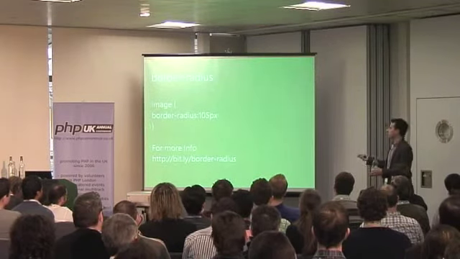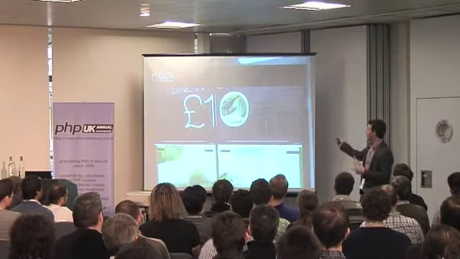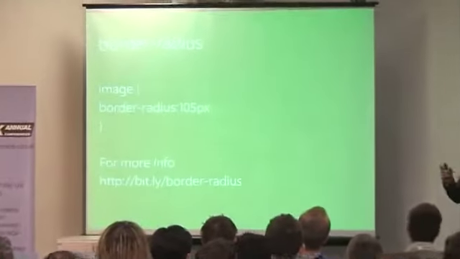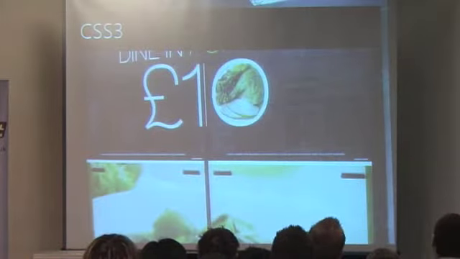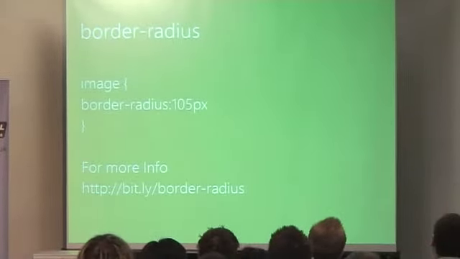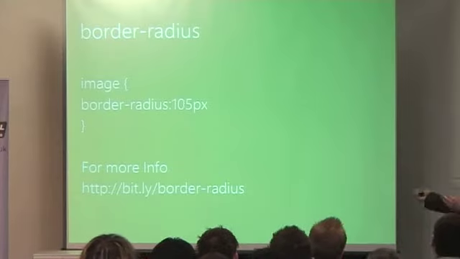Well, you can do it pretty easily by taking that image of a roast dinner and applying a border radius of 105 pixels and a 10-pixel border, and you will get that effect. And if you want to see the demo that I did of how you implement that, if you go to bit.ly/border-radius, you'll see the demo where I walked through how you actually would achieve something like that.